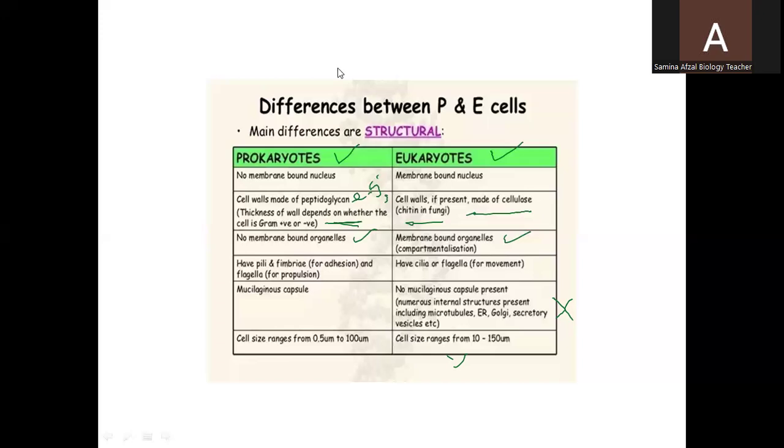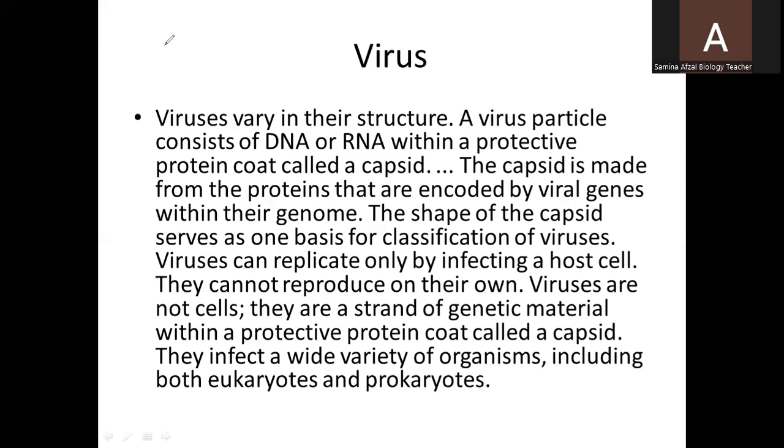And the next subtopic is virus, and this is the last topic of this cell structure. Virus means poison. Viruses vary in their structure. Viruses are microorganisms which cause different types of diseases, not only in human beings, but also in animals and plants. Different types of viruses are involved in the spreading of these diseases.